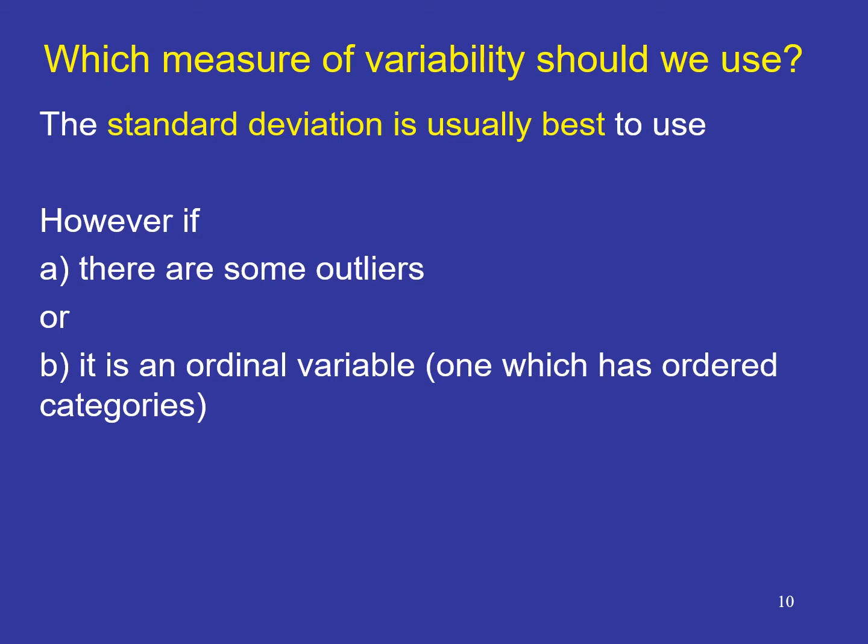Now, we met ordinal variables earlier. An ordinal variable is one which is a category answer, and they can be put in order.